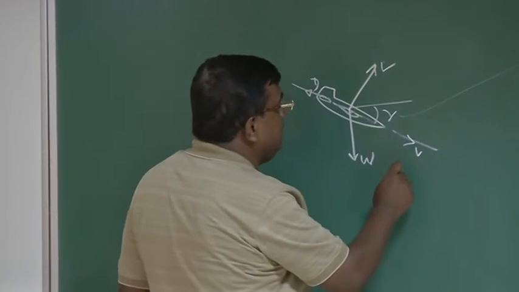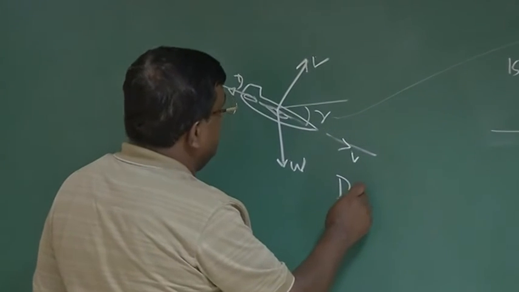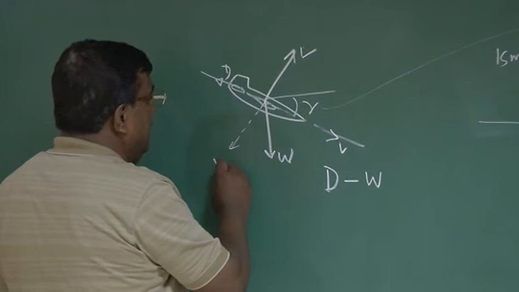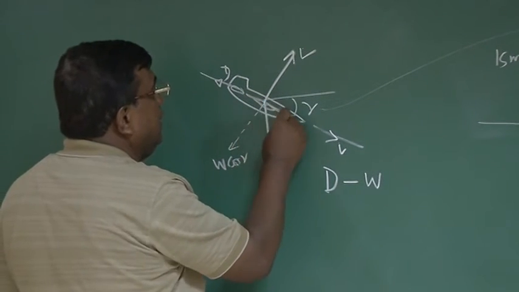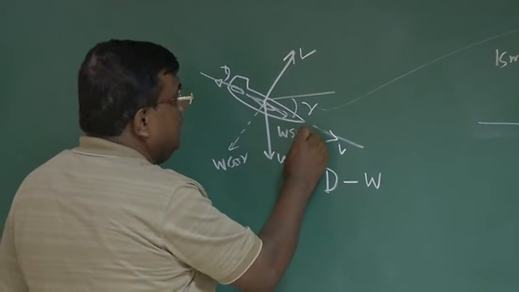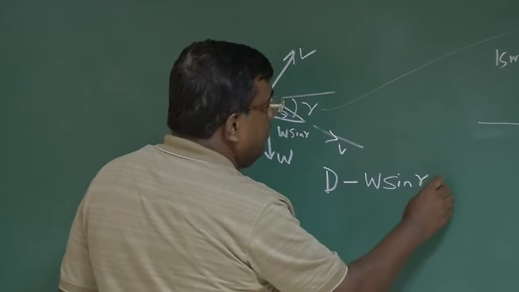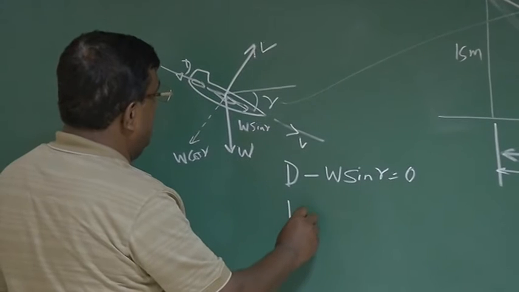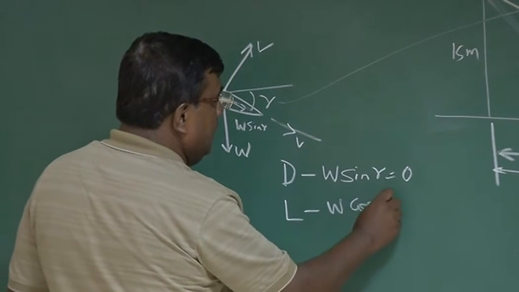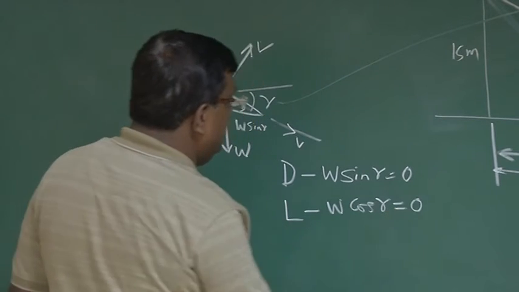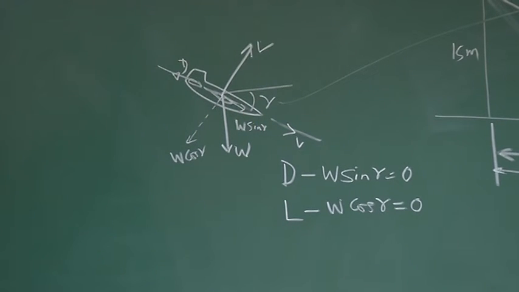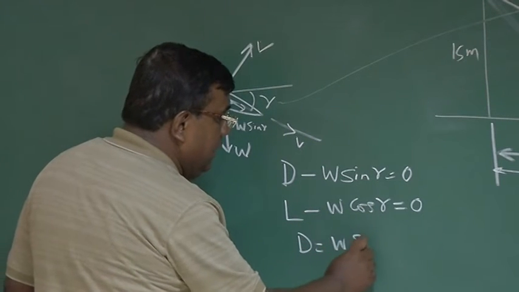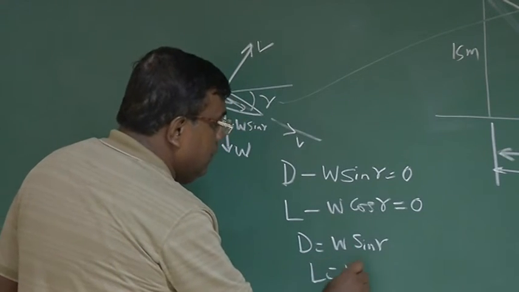So what does it mean? It means D minus W, the component of W. So I have here W cos gamma, and I have here W sin gamma. So D minus W sin gamma equal to 0, and L minus W cos gamma equal to 0, right? So this means D equal to W sin gamma, L equal to W cos gamma.